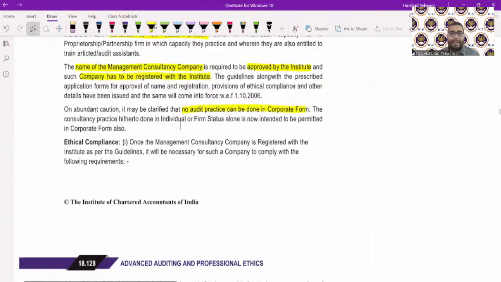I cannot accept statutory audit in a corporate form. That is not allowed.